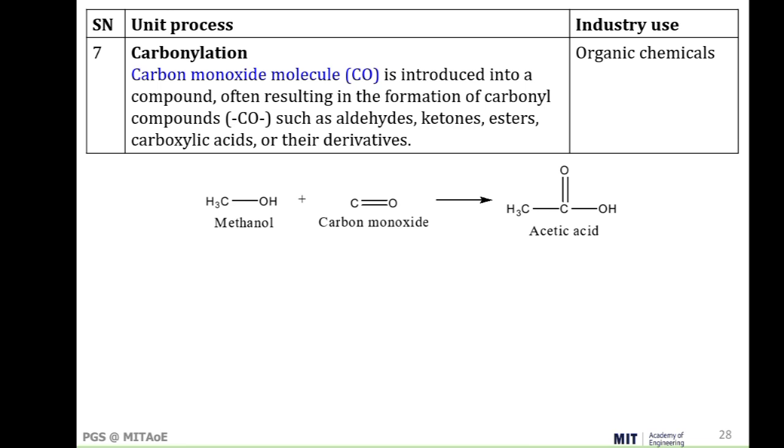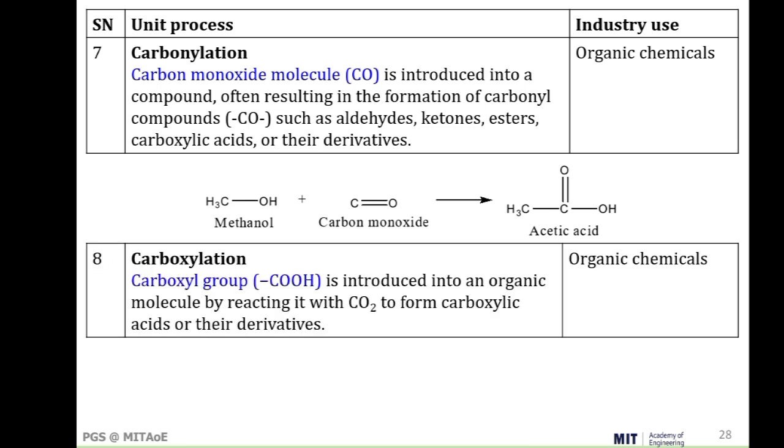One example of this process is methanol reacted with carbon monoxide to form acetic acid. So this carbon monoxide is getting added into the methanol to form a carbonyl group, that is the acetic acid group. So carboxylic acid is formed as a product here. Other products can also be produced using carbonylation, like ketones, aldehydes or esters. These types of reactions or unit processes are used in organic chemicals.